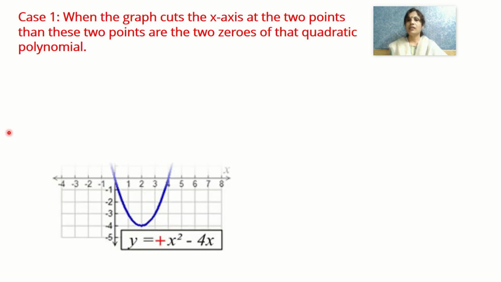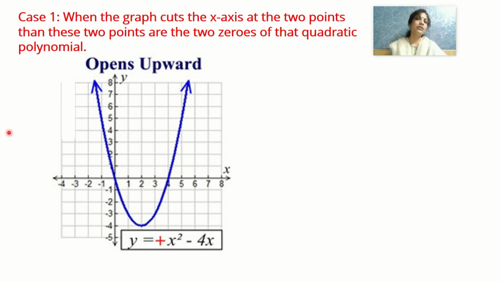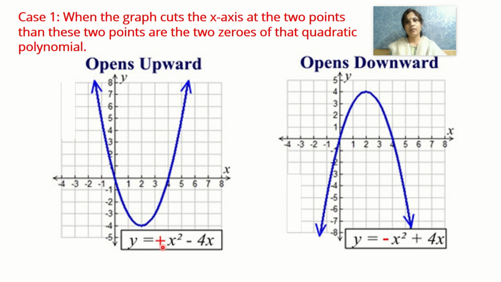Have a look at this. This is also a quadratic polynomial because the graph has intersected the x-axis at 2 different points, that is at 0 and at x is equal to 4. But if you observe, the graph opens in the upward direction. When the graph opens upward, it means that the value of a is greater than 0. A in the sense, you know that the standard form of a quadratic polynomial is ax square plus bx plus c. So when a is greater than 0, the graph opens upward.